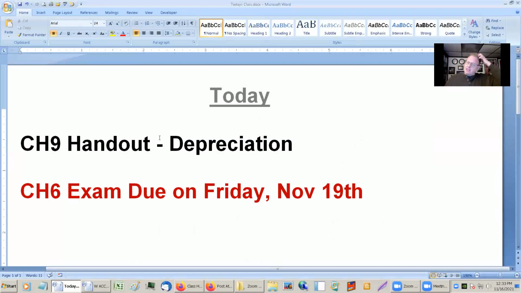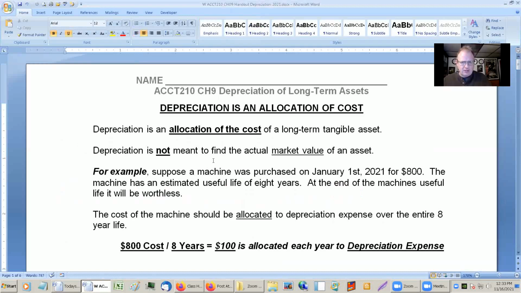So chapter 9 handouts on depreciation, and depreciation is for long-term things. It's not for things like inventory or anything like that. It's for things that are going to be there a long time. Piece of equipment, buildings, automobiles, trucks, things that last for more than one period. So that's what we're going to be looking at for chapter 9, and you should have it right now. It looks like this.